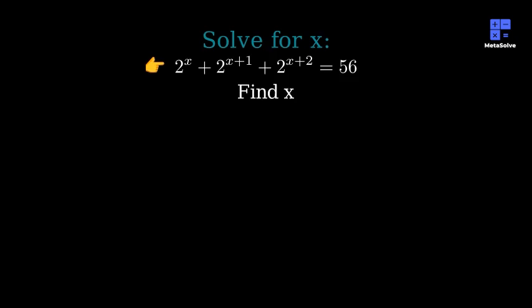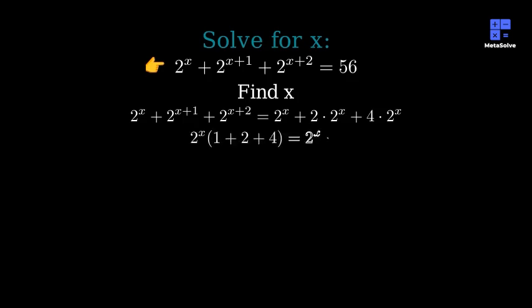Step 1. Let's factor out the smallest power of 2 from all terms. Here, that's 2^x. So we write out each term in terms of 2^x, then factor it. 2^x + 2 times 2^x + 4 times 2^x. Combine like terms: (1 + 2 + 4) times 2^x. So that is 2^x times 7. Now, we set this equal to 56.